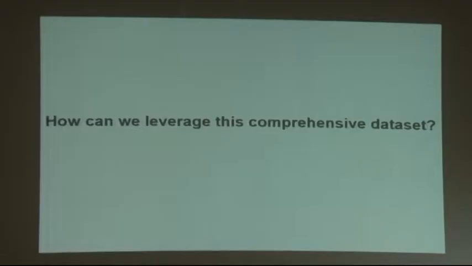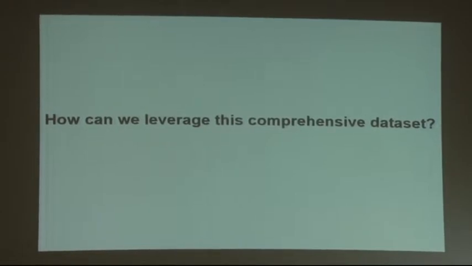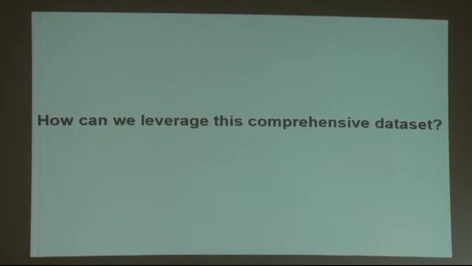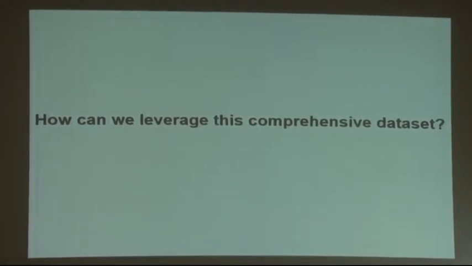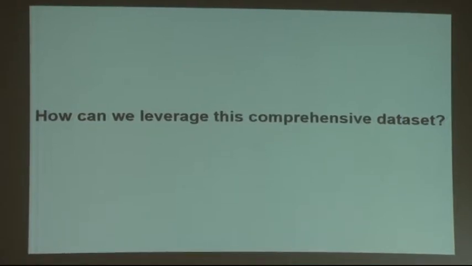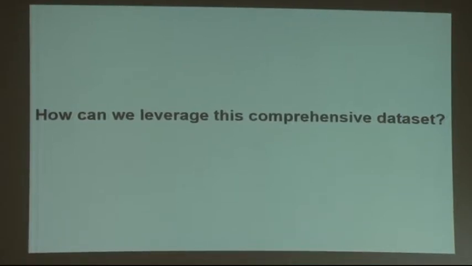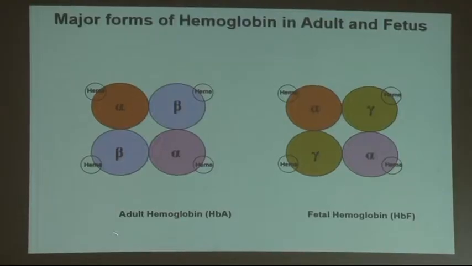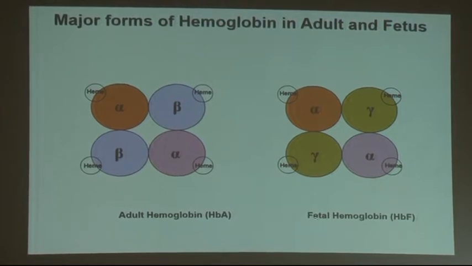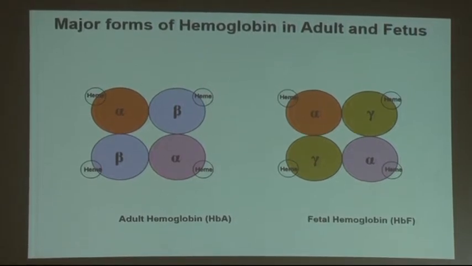And now, making it relevant to the audience here, how can we leverage this comprehensive data set? I told you we unbiasedly sampled proteins across all these tissues, and we found patterns, we found proteins that are specific to certain tissue types. How can somebody go to this data and take advantage of this? Now, all of you here will be familiar: there is adult hemoglobin with these subunits and fetal hemoglobin with these subunits.